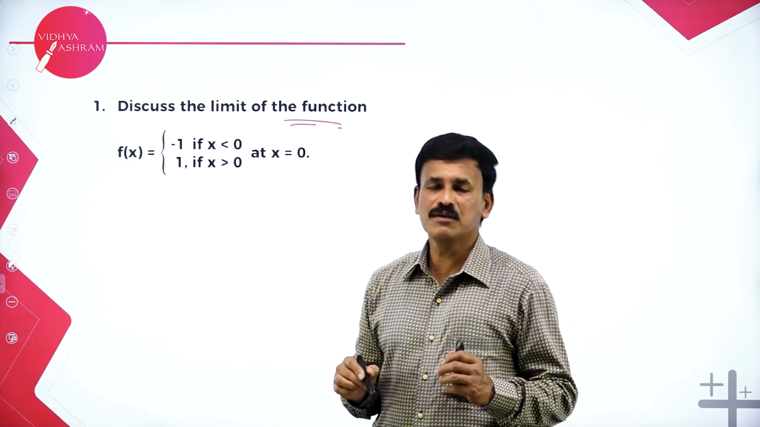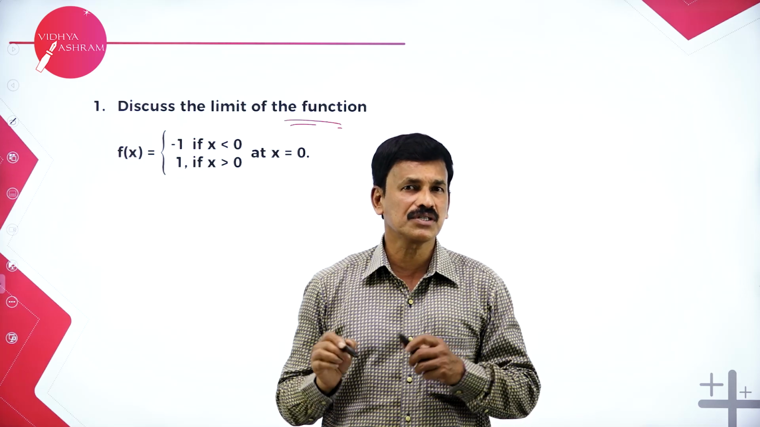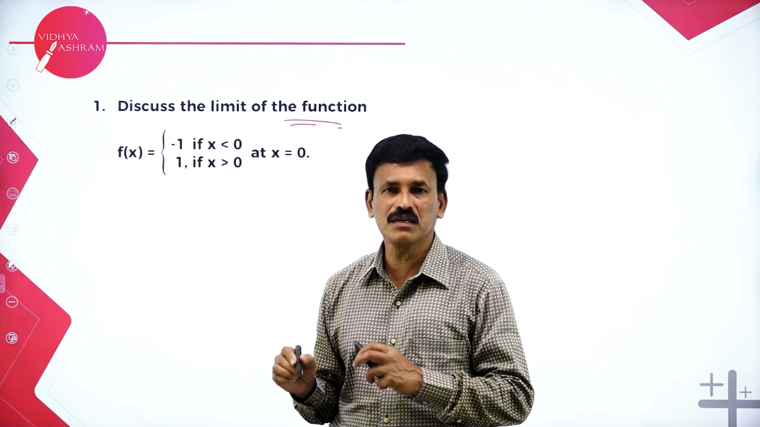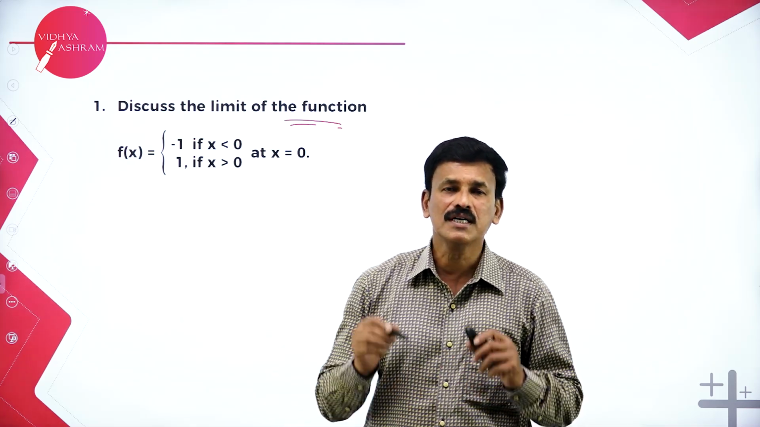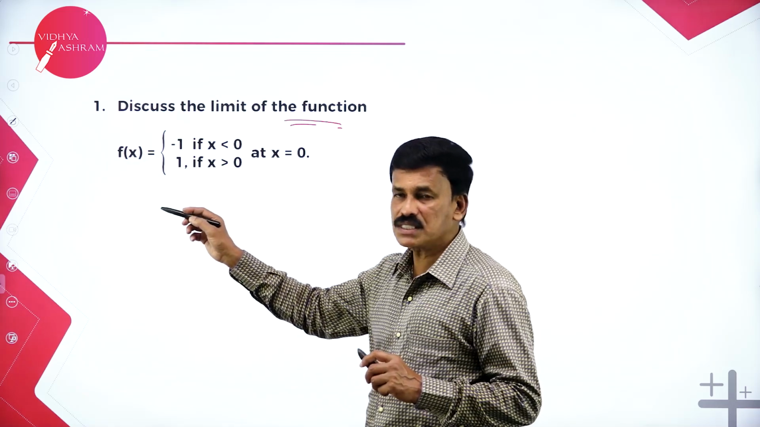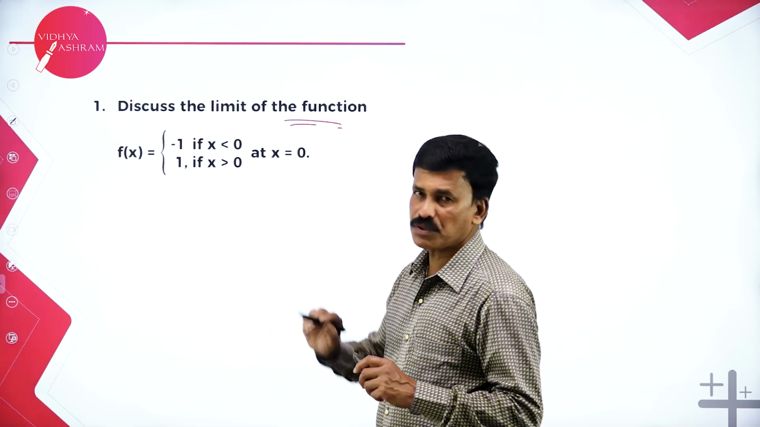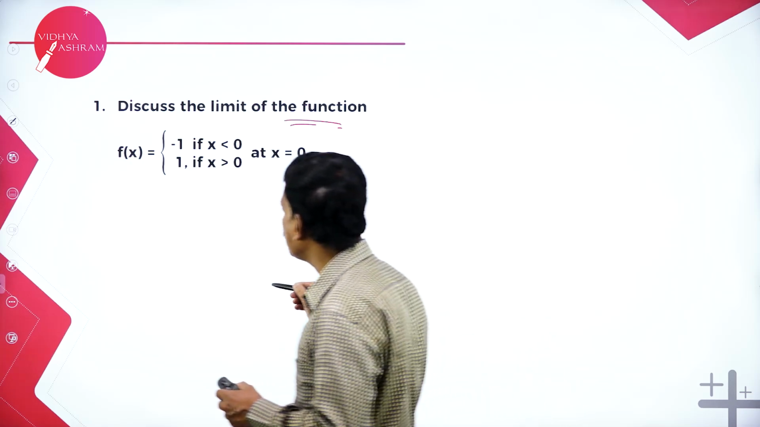Now let us discuss the limit of the function. To discuss the limit of a function, check whether the left hand limit as well as the right hand limit are equal or not. If they are equal, then we can say that the limit of this function exists, otherwise it does not exist. Now let us verify the left hand limit and the right hand limit. Just by seeing the problem, we can say that the left hand limit is -1 and the right hand limit is +1. We can say that the limit of this function does not exist. Now let us verify this.